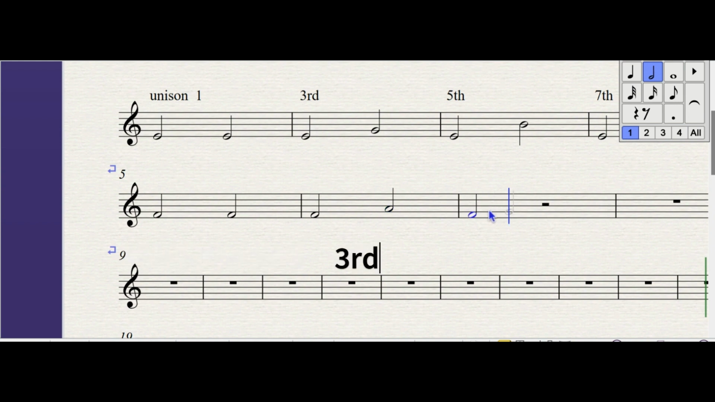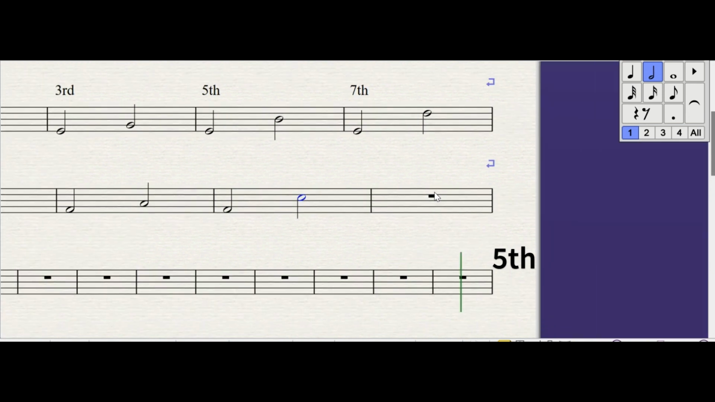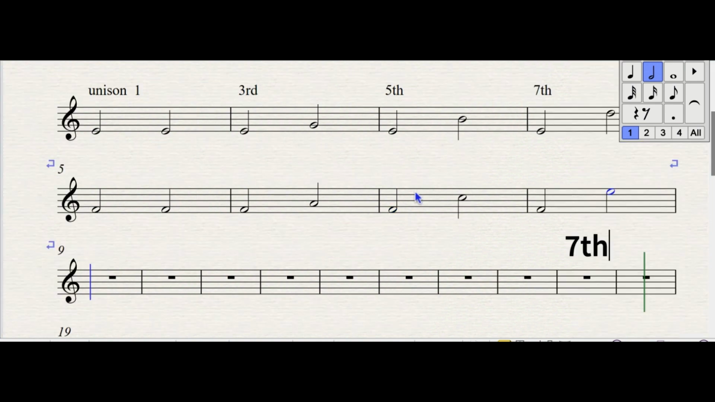1. If I go to this line, that would be 2. This space will be 3. This line will be 4. Next space will be 5. Line, if we go up to this line, that'll be a second, third, fourth, fifth, sixth. Next space is a seventh.